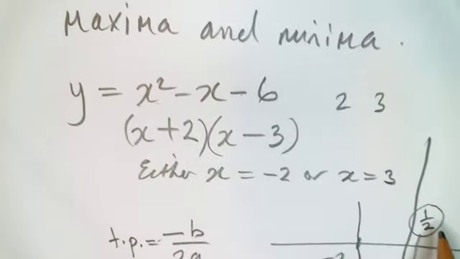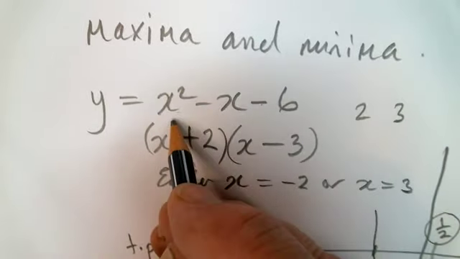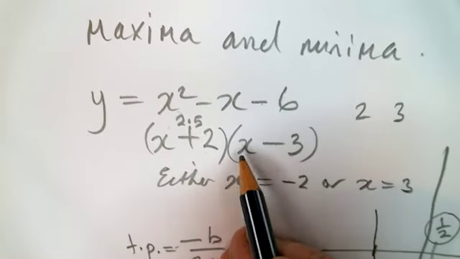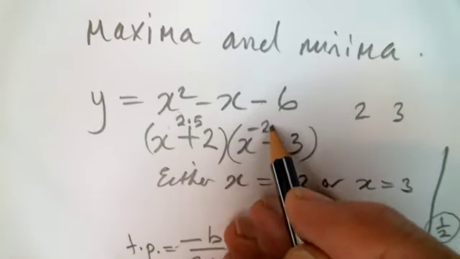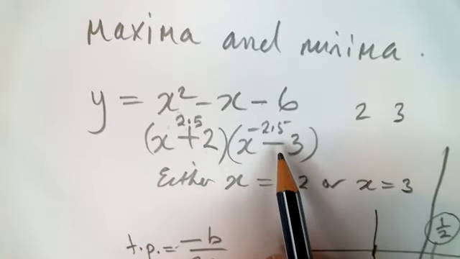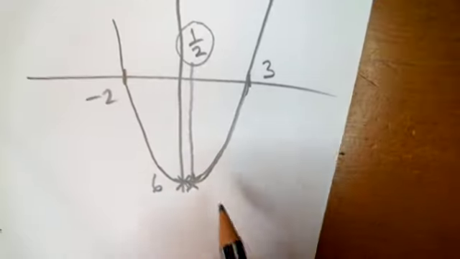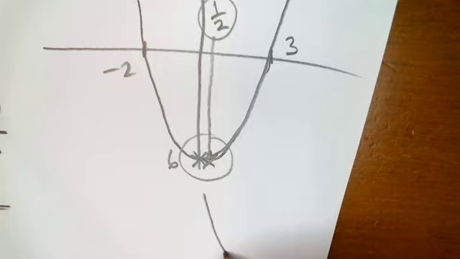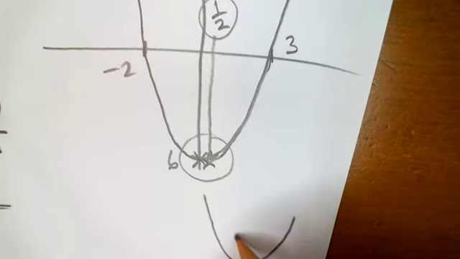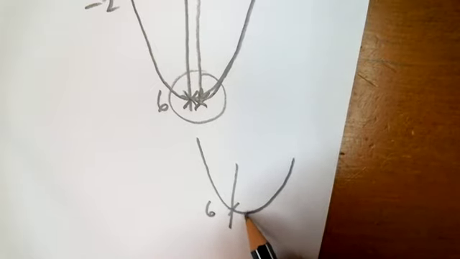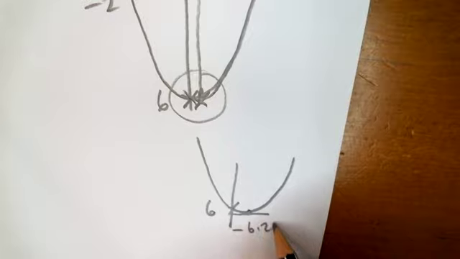If I substitute a half back in, it's easy to put it into the factorized form. Let's have a look. Half plus 2 is 2.5, and half minus 3 is negative 2.5. And 2.5 times negative 2.5 is negative 6.25. So if I zoom in on that bit there, it's going to come down like this. Here is where it crosses the x-axis, at negative 6, but it drops down just a little bit lower. That's the minimum point, and that's going to be negative 6.25.